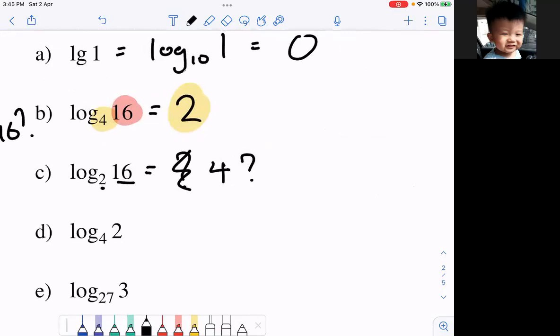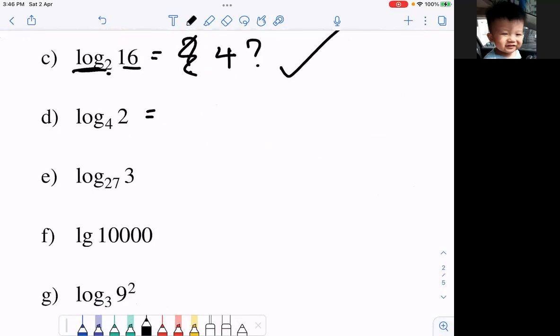Ken, is it getting easier? It feels like after you keep memorizing, small to the opposite is big. Whenever you see log, there must be a log there. Then you should be quite fine already. This is correct, 2 to the 4 is 16. Y'all can just verify with the calculator. D is difficult.